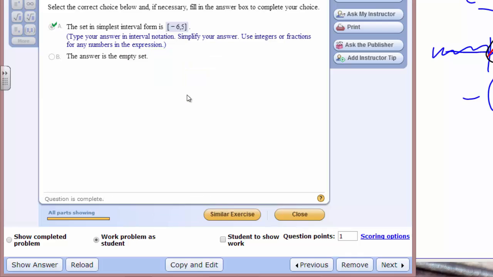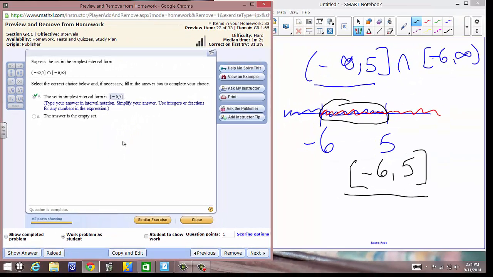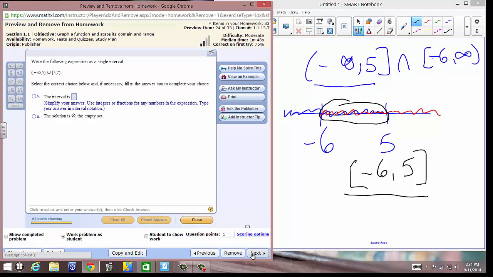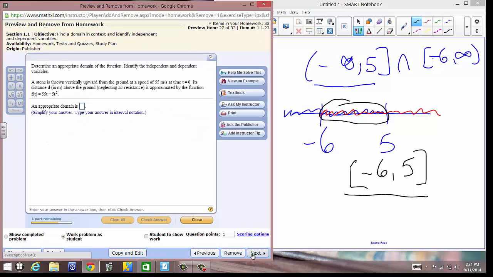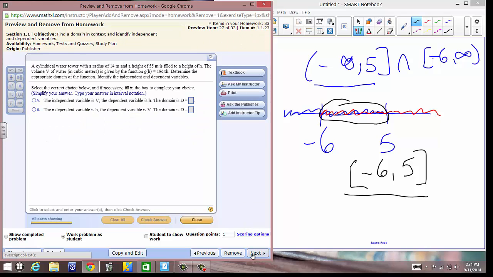Okay, the next problem that gave some people trouble was problem 27, so let's go take a look at that one. So a cylindrical water tower with radius 14 and height 55 is filled to the height of h. The volume is given by that function there. Determine the appropriate domain. Identify the independent and dependent variables.